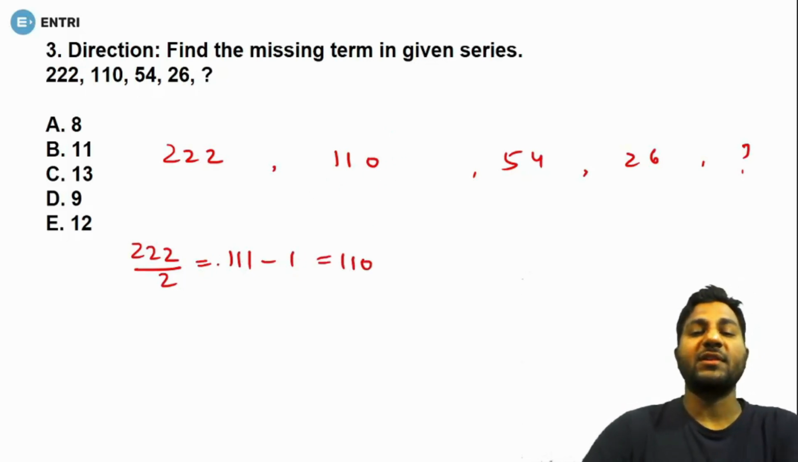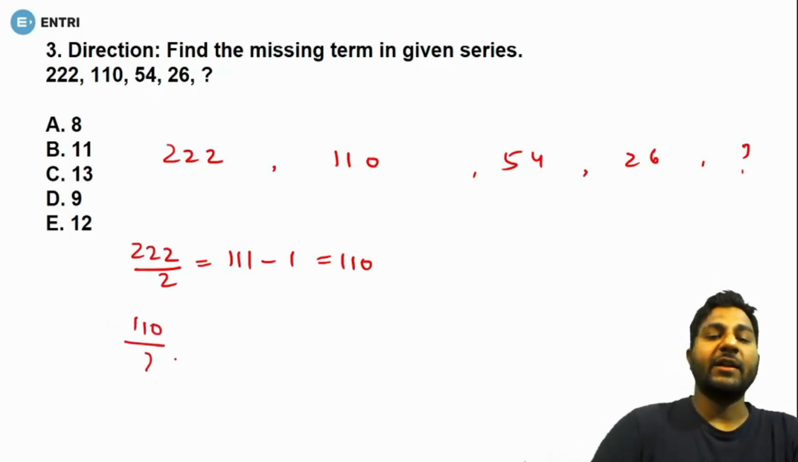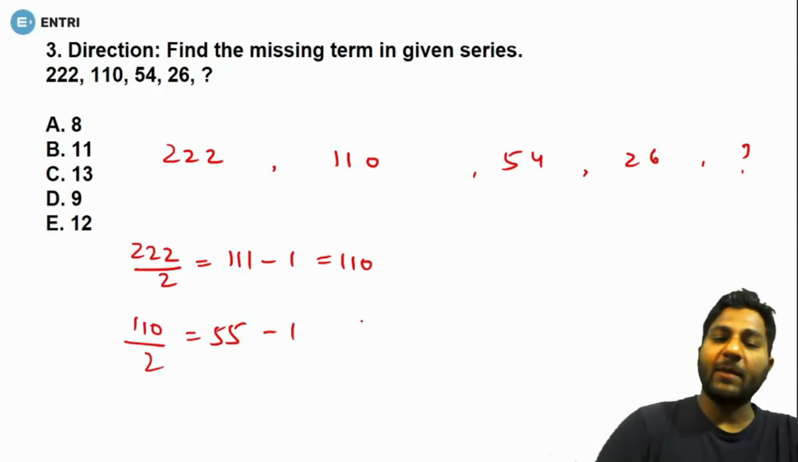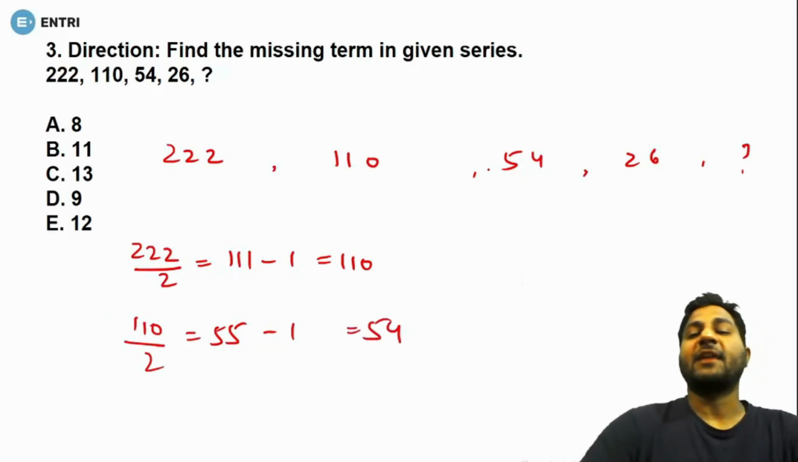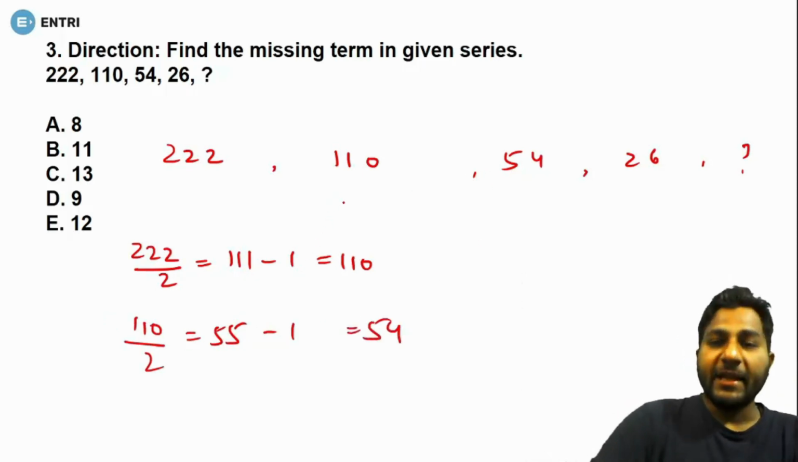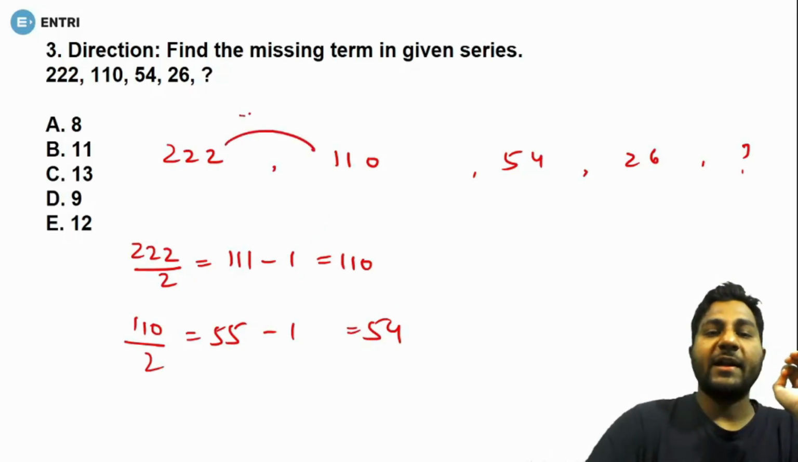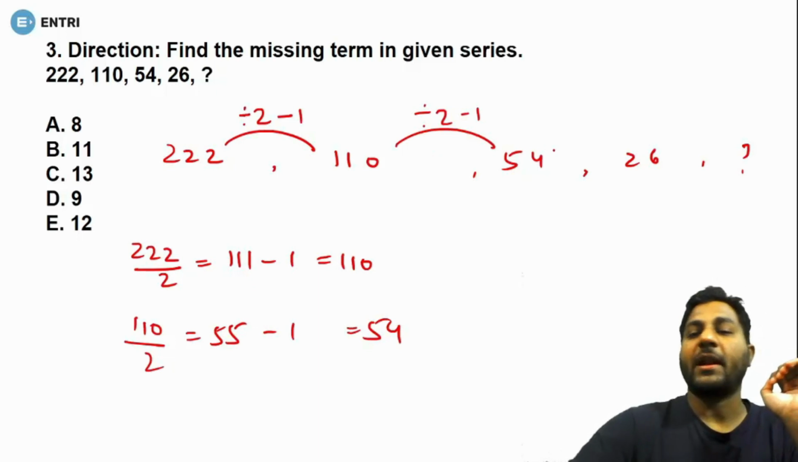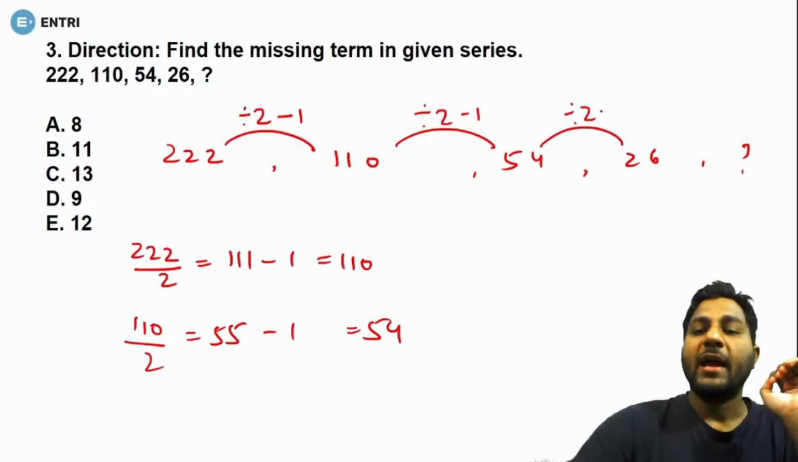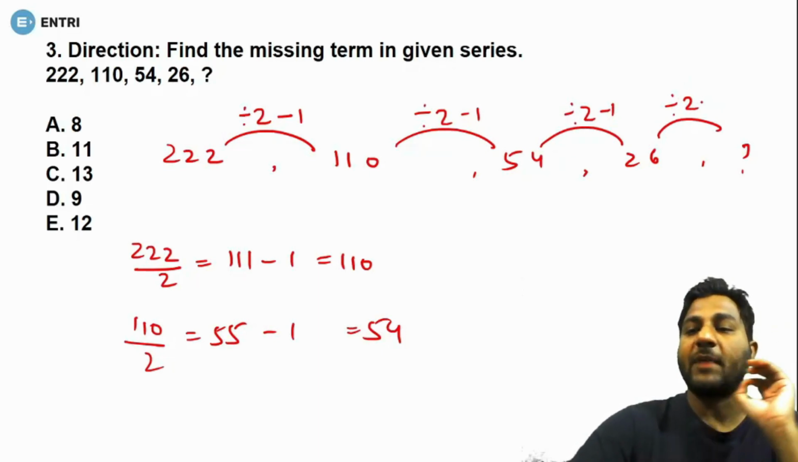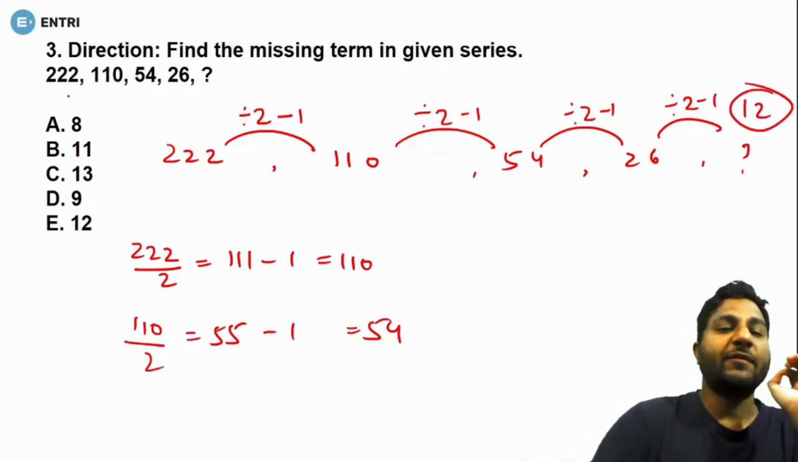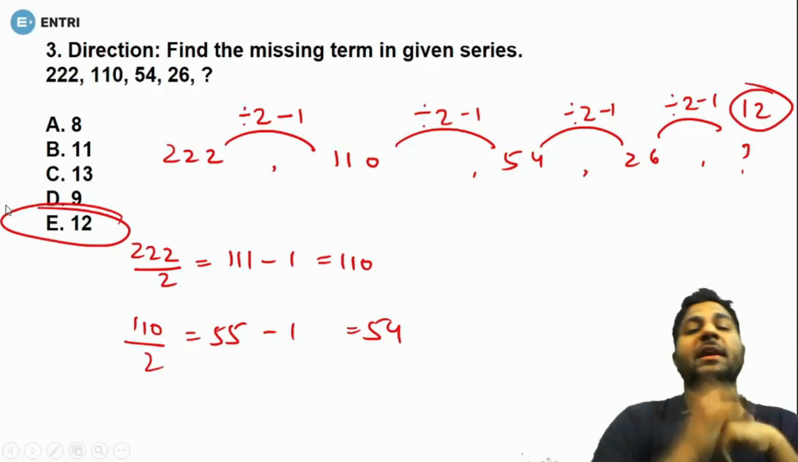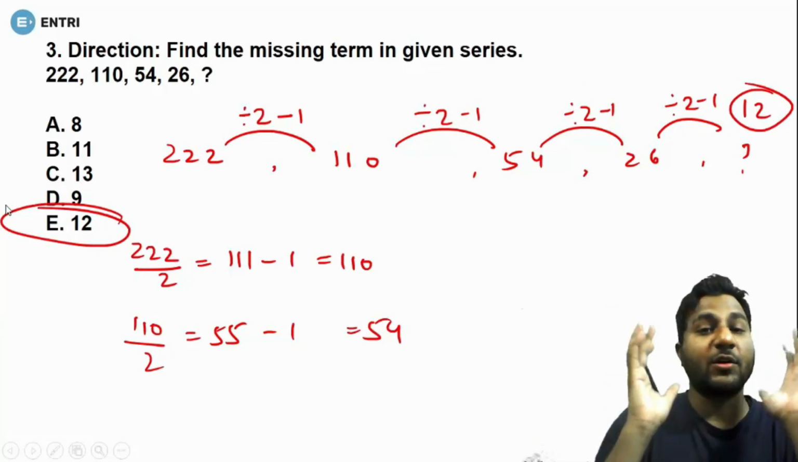Let's approach this process in the next sequence. That means 110 divided by 2 becomes 55. Again, minus 1 will become 54. So it is a clear case of dividing by 2 and subtracting 1. Dividing by 2 and subtracting 1. Dividing by 2 and subtracting 1. And dividing by 2 will become 13. 13 minus 1 is 12. So the final answer would be option E. So it's a good one. It's a good and new approach.